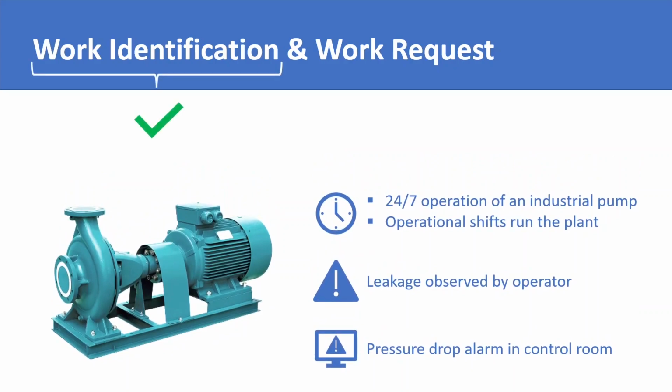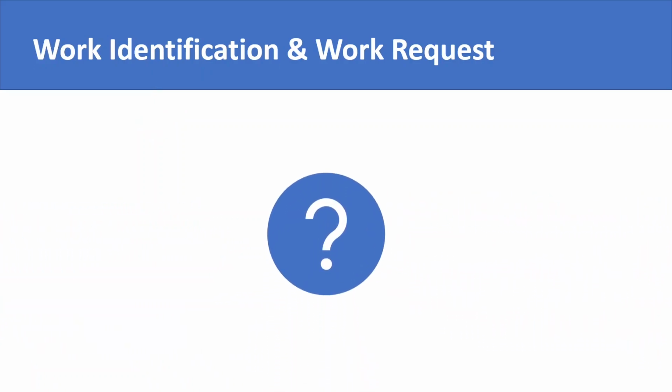But the operations team is not going to repair the pump itself. Maintenance team will do it. So, what will be the formal process of communicating the identified work to the maintenance team? This formal way is known as work request.